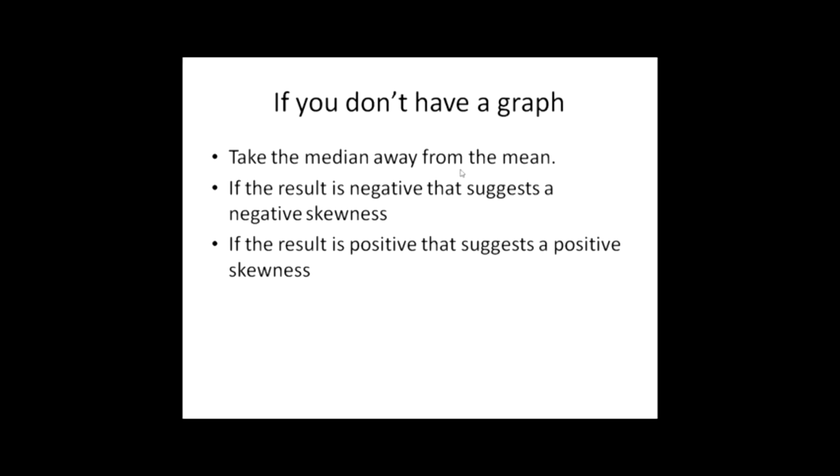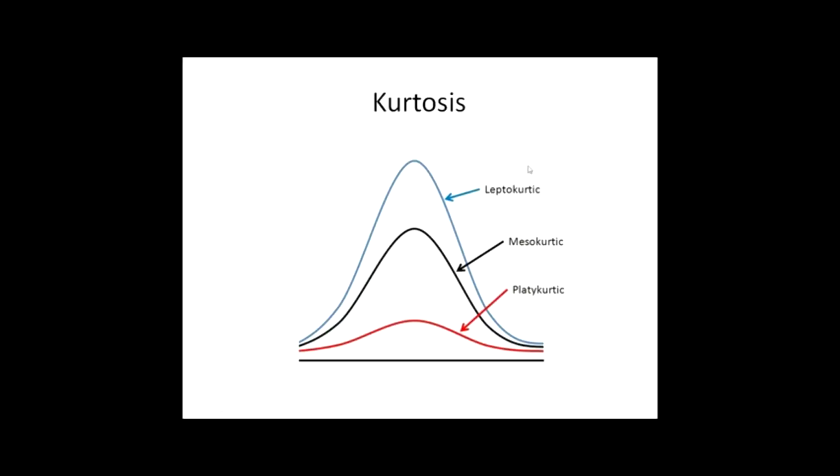If you don't have a graph, or if you're not sure if it's positive or negative, a quick way to find out that will give you a rough idea is to take the median away from the mean. If the result is negative, it suggests a negative skewness, and if the result is a positive number, that suggests a positive skewness.